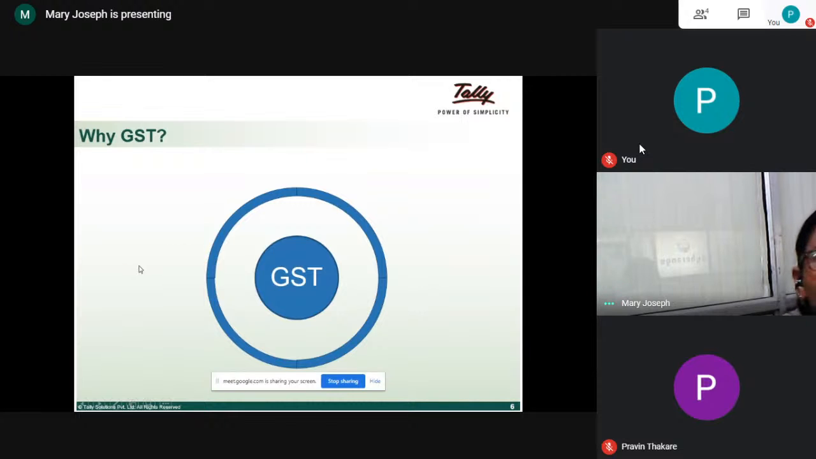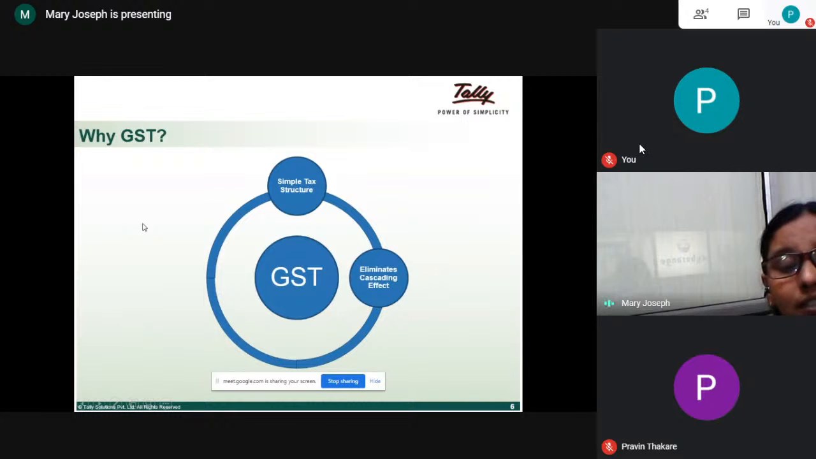GST is a simple tax structure. The first thing in GST is the simple tax structure. The GST tax structure is very simple for everyone to work with. Now, the next thing, it eliminates cascading effects. The previous tax system was very irritating, and a number of taxes were included in a single bill. So to eliminate the cascading effects, we have introduced GST.